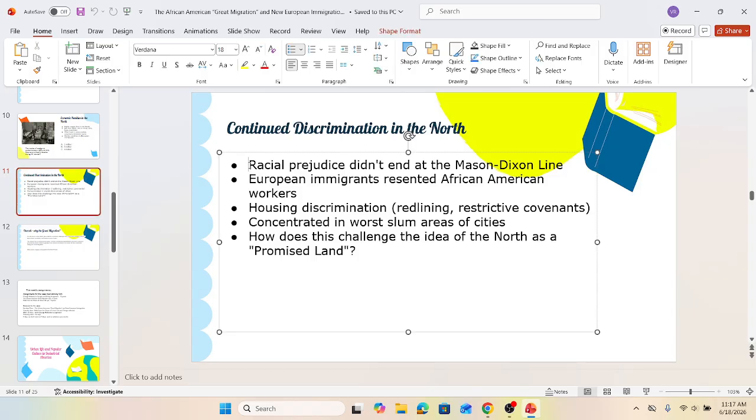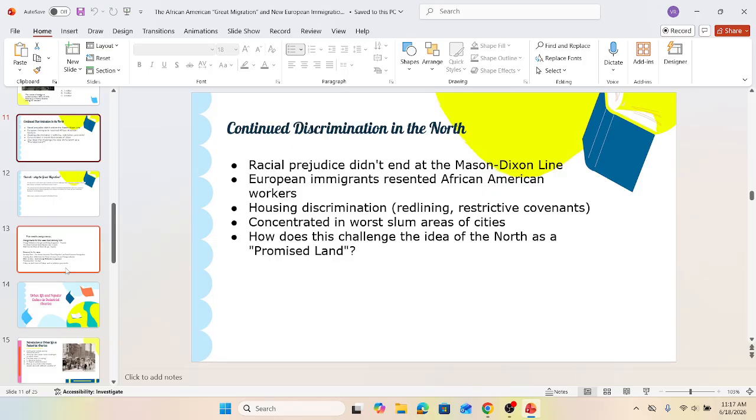And racial prejudice didn't end at the Mason-Dixon line. European immigrants often resented African American workers, saw them as stealing their jobs. There was also housing discrimination: Black Americans were only allowed to live in certain areas, often in the worst slums of the city, which challenged the idea of the North as a promised land, which many Black Americans heard the North referred to as, compared to the South. The reality was not necessarily fulfilling that dream. But again, often it was much better.